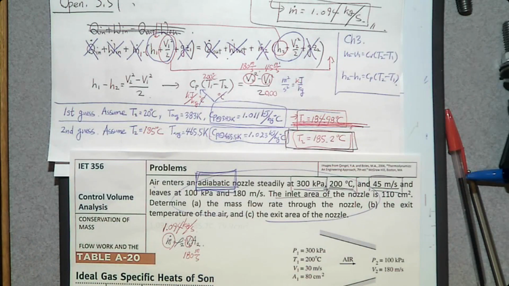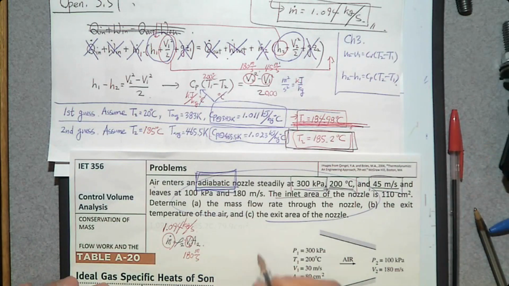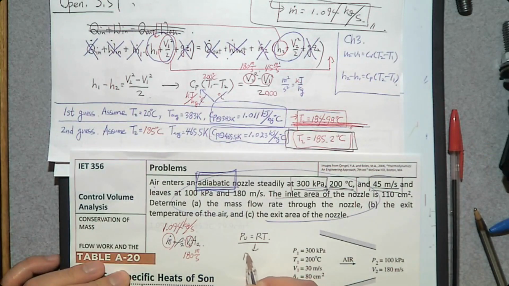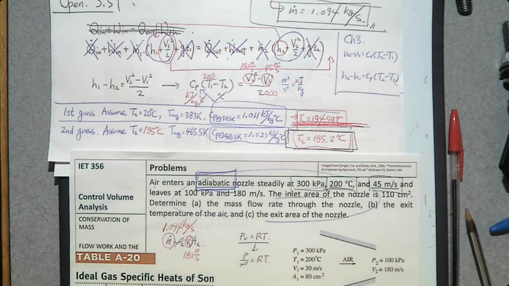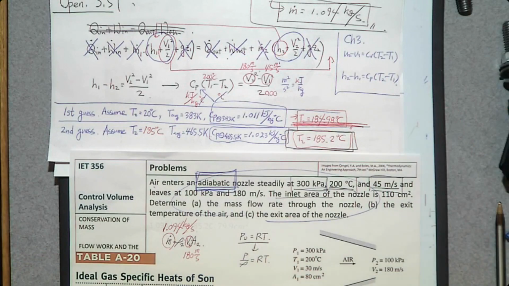We can use the ideal gas equation of state. What is the ideal gas equation of state? PV is RT. Wait, there's no density. Density is the inverse of specific volume, so this can be rewritten as P over density is RT. So what is the exit pressure? 100. So this one is 100 kilopascal. What is the gas constant? 0.287 kilojoule per kilogram Kelvin.